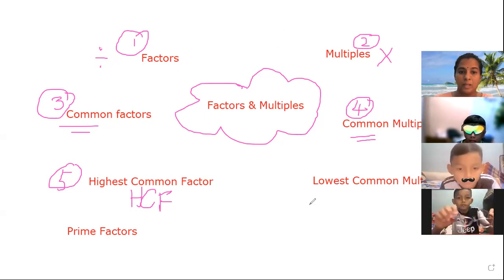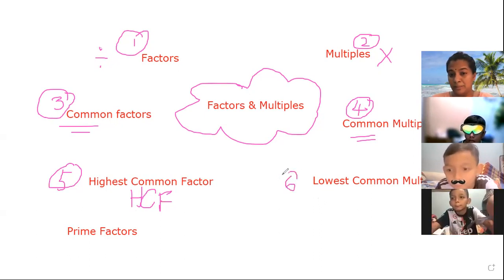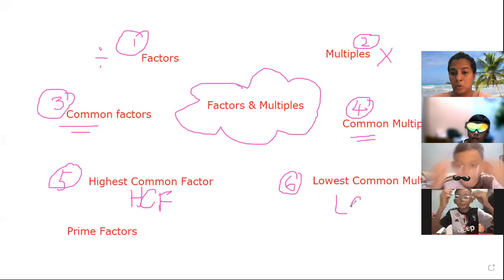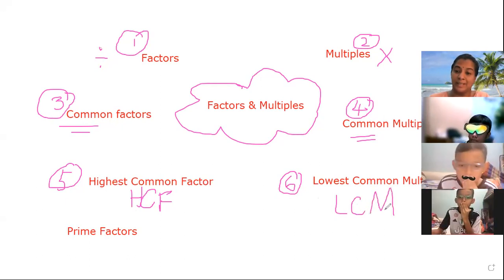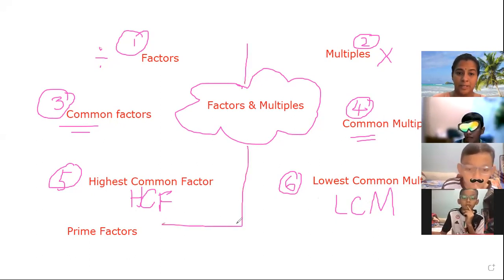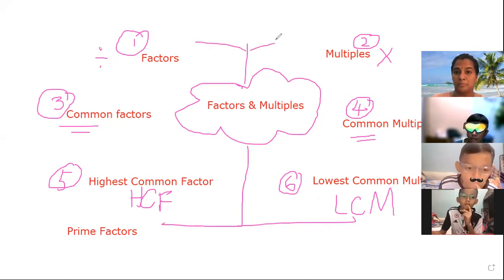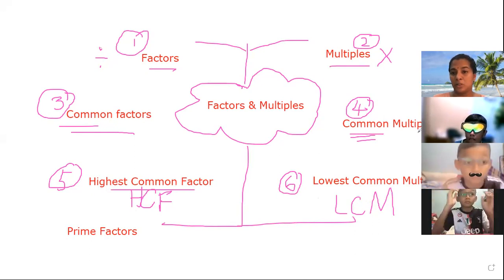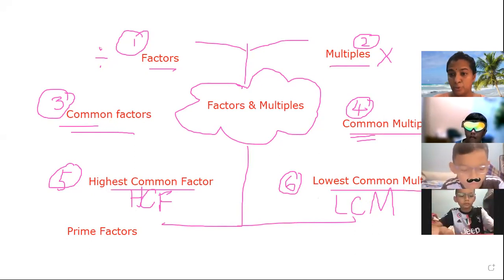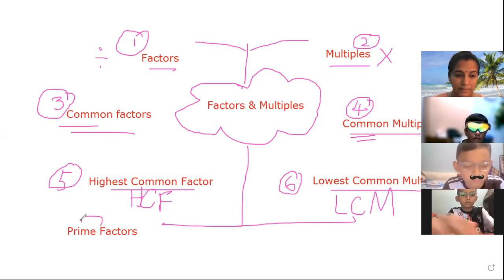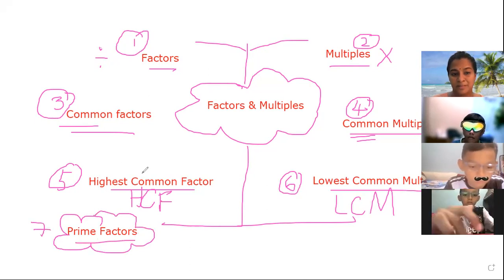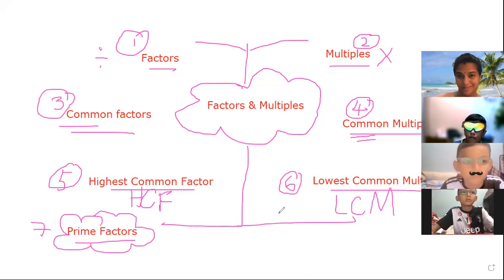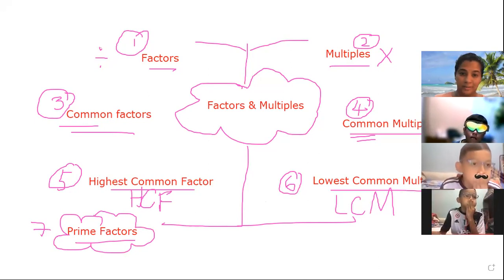Okay, sure. And then on the multiple side, you will learn the lowest common multiple, and it's called the LCM. So now you see the picture. It's like two things separated. One is on the factors side, one is on the multiple side. Factors, common factors, highest common factor. Multiples, common multiples, lowest common multiple. Do you see the picture, guys? And one little extra thing, the seventh part here, is prime factors. Something extra, but no prime multiples, because prime numbers cannot be multiples.